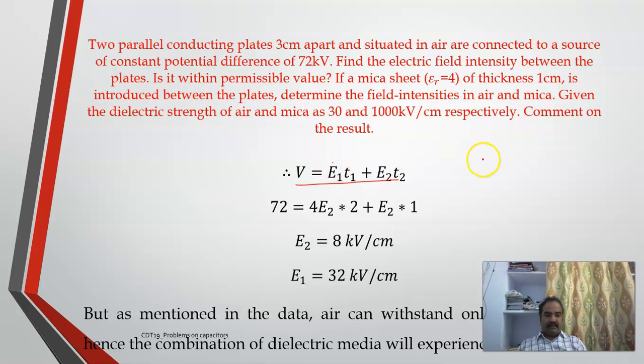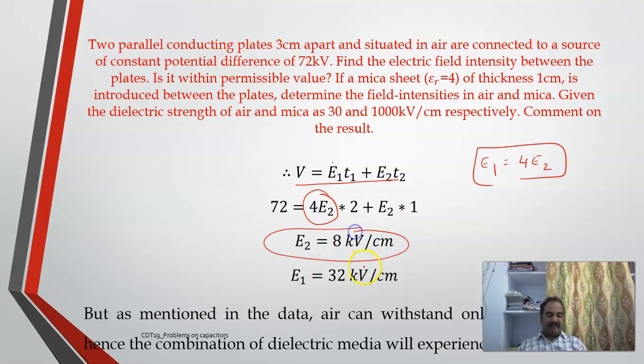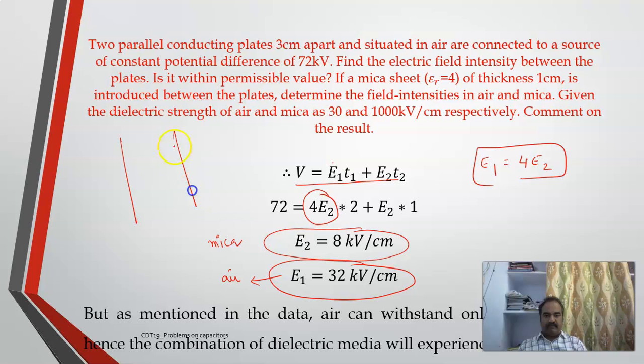E1 we already have. E1 is equal to 4E2. We already had this equation earlier. So if I substitute it now, what will I get? 4E2 into 2 plus E2 into 1. So E2 is 8 kV per centimeter. E1 is 32 kV per centimeter. Which means this is of air, and this is of mica.